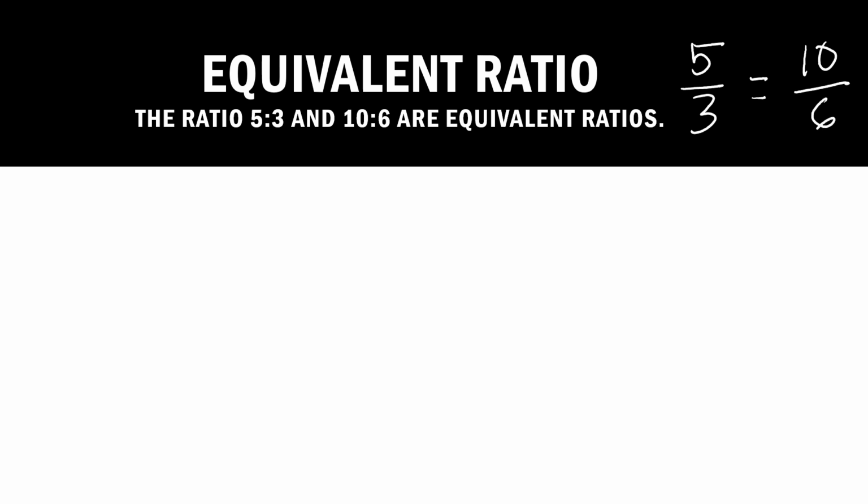to 6. I will multiply the first ratio by the same factor to see if it will equal the same ratio. 5 times 2 is 10. 3 times 2 is 6. Therefore, that's why the two ratios are equivalent.